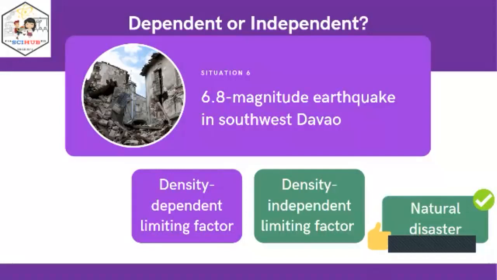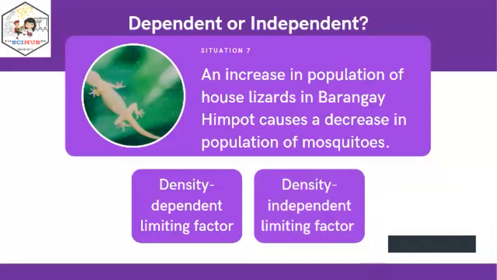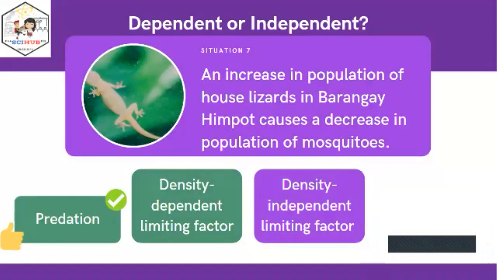Next and last, an increase in population of house lizards in Barangay Himpot causes a decrease in population of mosquitoes. So if your answer is density dependent limiting factor, you're correct because this is under the relationship called predation. So syempre, habang tumataas yung bilang ng mga butiki, maraming kakain na mga lamok sa paligid. So bababa talaga ang populasyon ng mga lamok dito sa lugar na to.